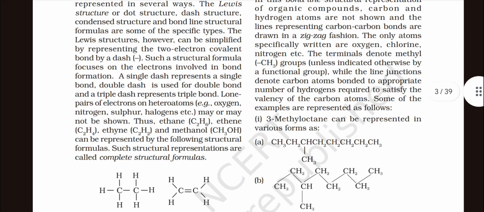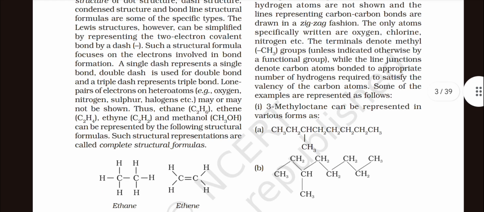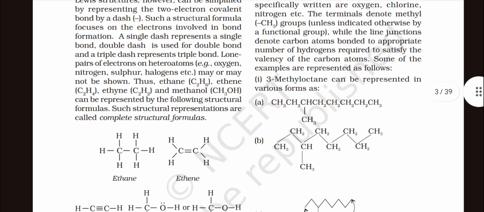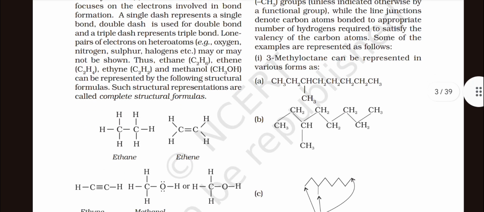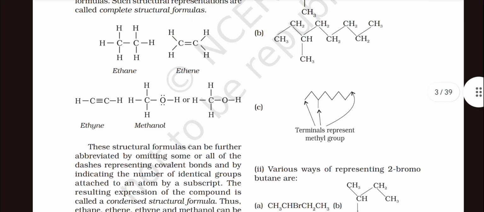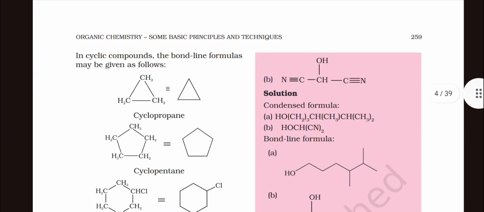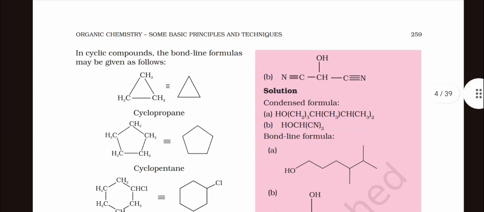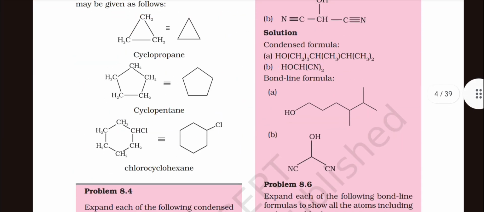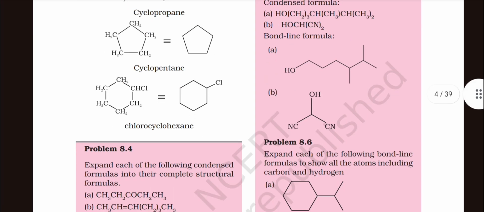The only atoms specifically written are oxygen, chlorine, nitrogen, etc. The terminals denote methyl CH3 groups unless indicated otherwise by a functional group, while the line junctions denote carbon atoms bonded to the appropriate number of hydrogens required to satisfy the valency of carbon. Some examples are represented as follows. In cyclic compounds, the bond line formula may be given as cyclopropane, cyclopentane, cyclohexane.